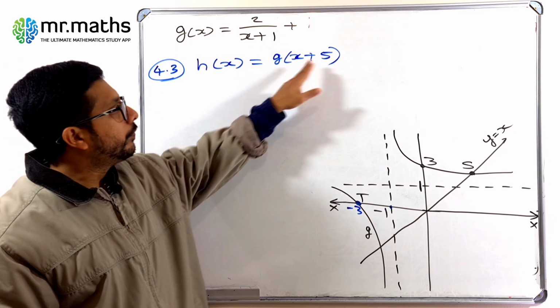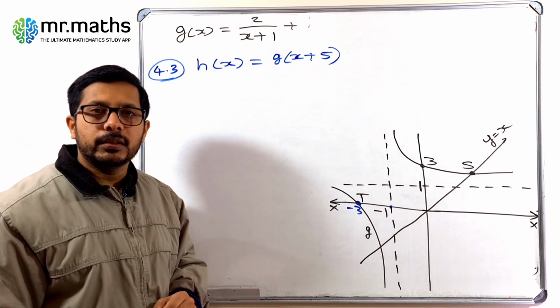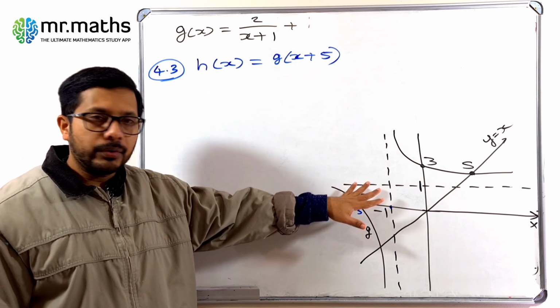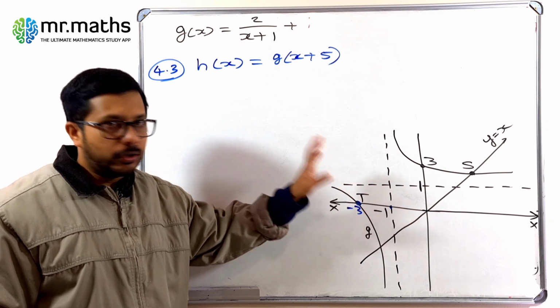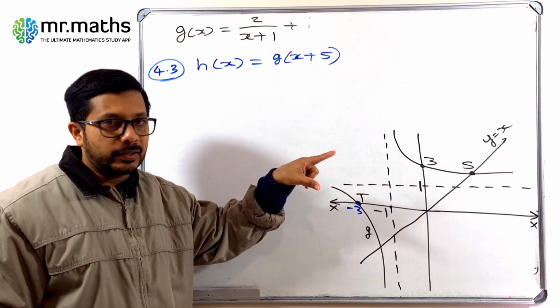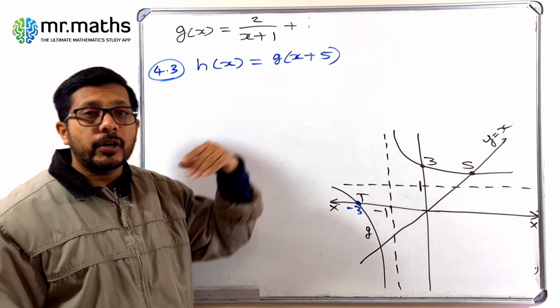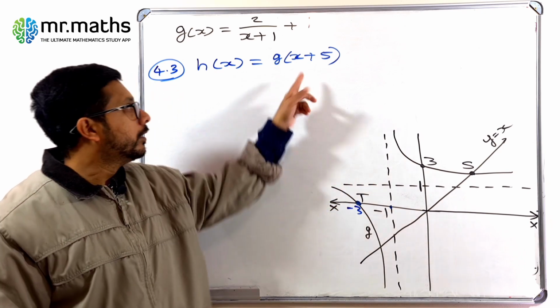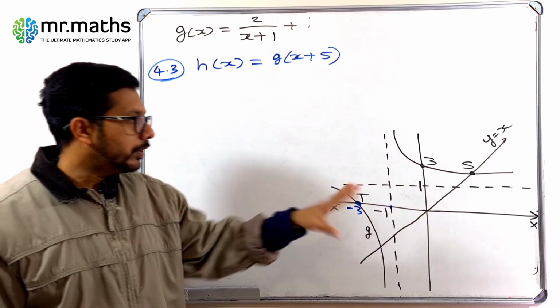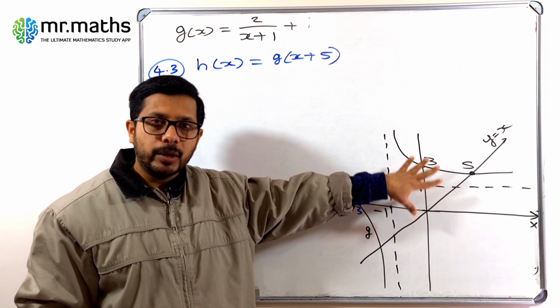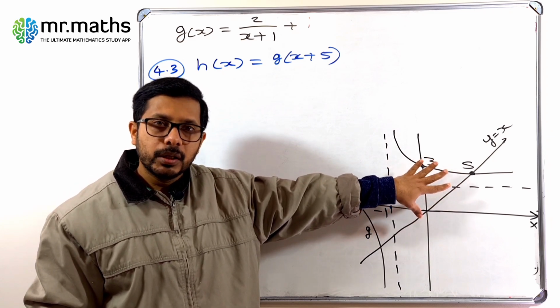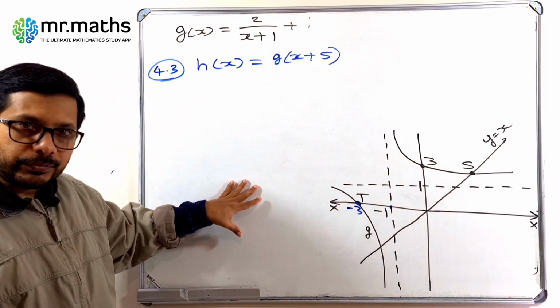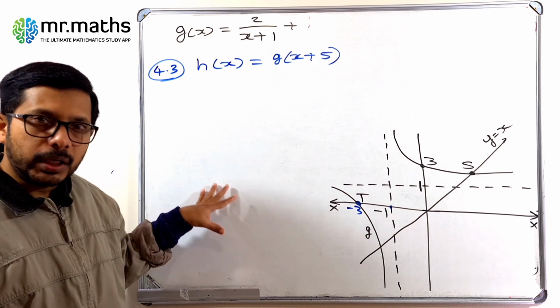Okay, and g of x plus 5 means what? That this graph is shifted not to the right. Don't think like that. Normally we think plus 5 means the graph is shifting to the right. It is not like that, just the opposite. Plus 5 means the entire hyperbola graph is shifted 5 units to the left.